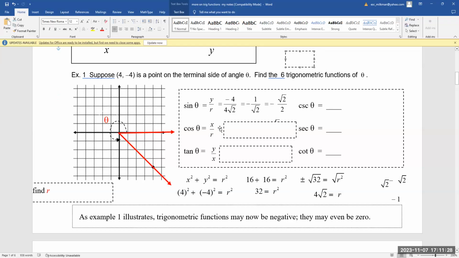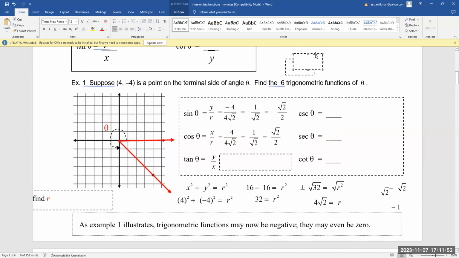The cosine of the angle, and you did not have to do this on your test. All you had to do on your test was calculate the distance here, which should have been 4 radical 2. The cosine of the angle is always defined to be x over r. Our x happens to be 4. Our r is 4 radical 2. The 4's cancel to leave you 1 over radical 2 positive. And then when we rationalize that, we get positive radical 2 over 2.